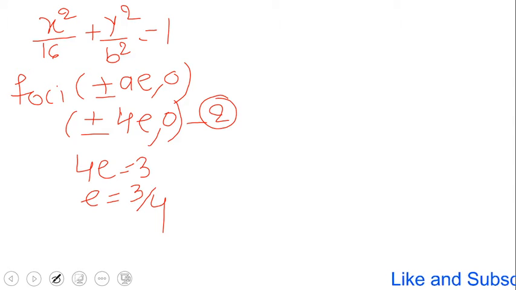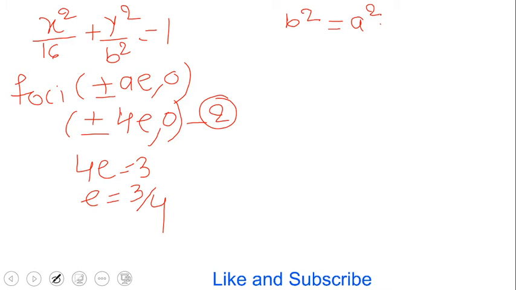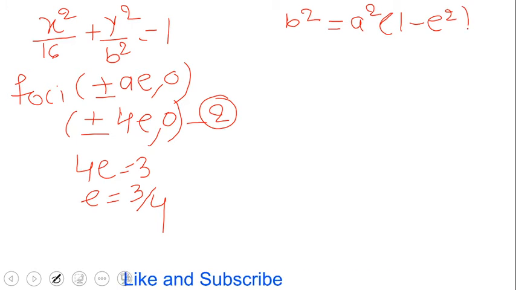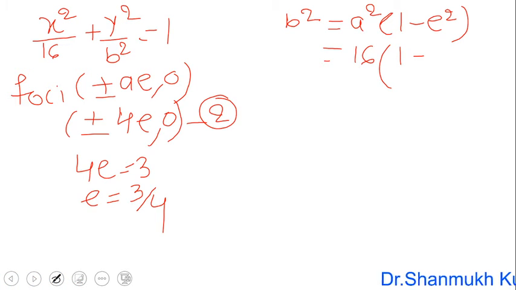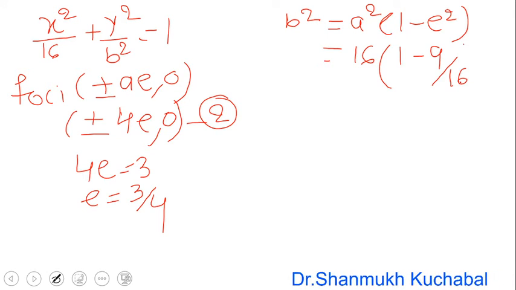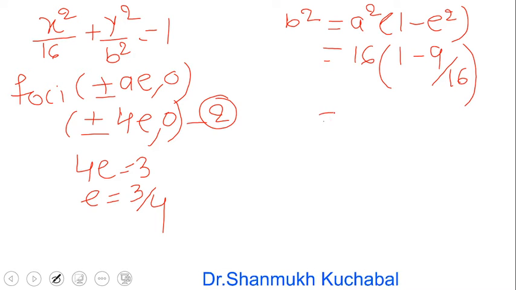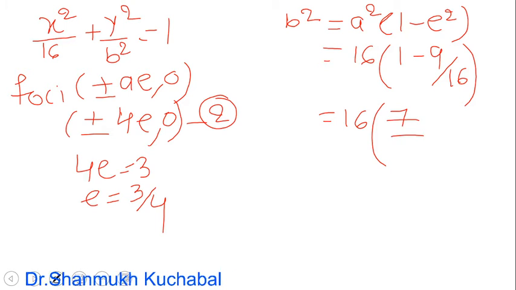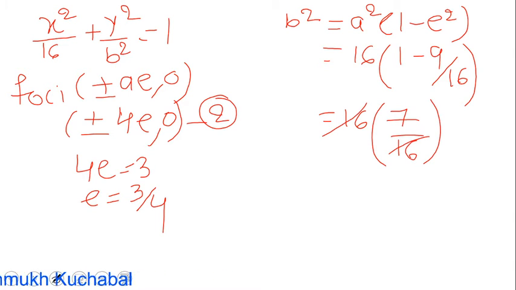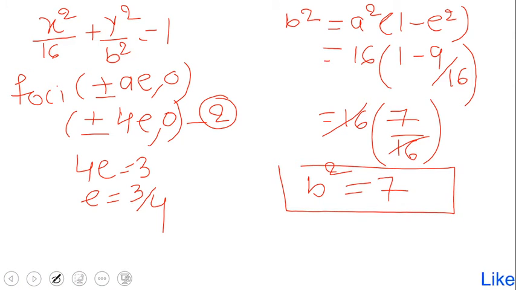So it is given by b square equal to a square into 1 minus e square. Further, a is 16, 1 minus e square, e is 3 by 4, 3 by 4 whole square is 9 by 16. So further we'll simplify it, 16. Take an LCM, 16 minus 9, 7 by 16. So 16 gets canceled, b square equal to 7 we are going to get. This is the required solution for b square.